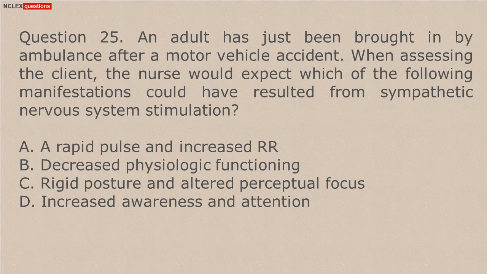Question 25. An adult has just been brought in by ambulance after a motor vehicle accident. When assessing the client, the nurse would expect which of the following manifestations could have resulted from sympathetic nervous system stimulation. A. A rapid pulse and increased ARA. B. Decreased physiologic functioning. C. Rigid posture and altered perceptual focus. D. Increased awareness and attention.